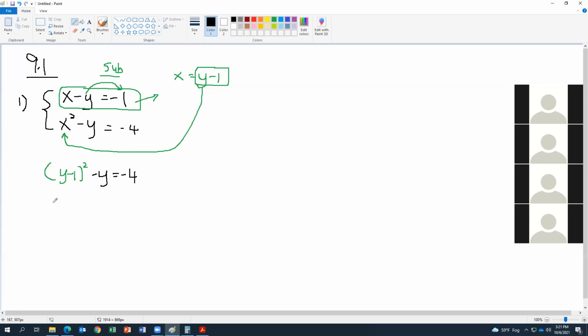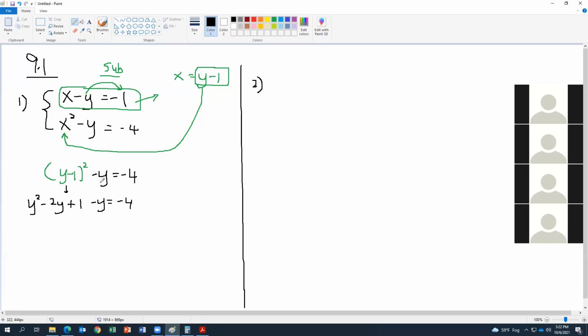You substitute it, and this time you have to square it. Can someone square this for me? Y minus 1 squared. Square it. Y squared minus 2y plus 1.